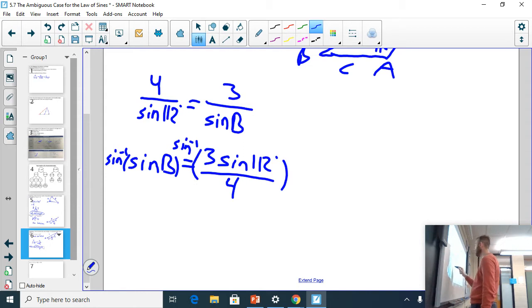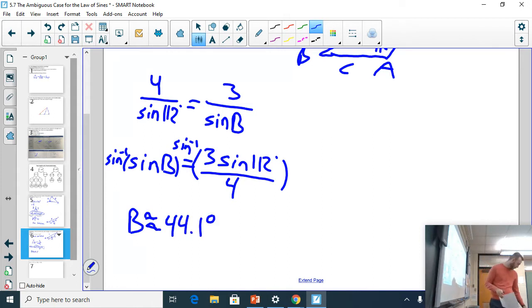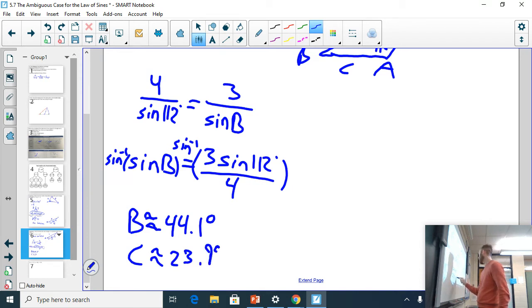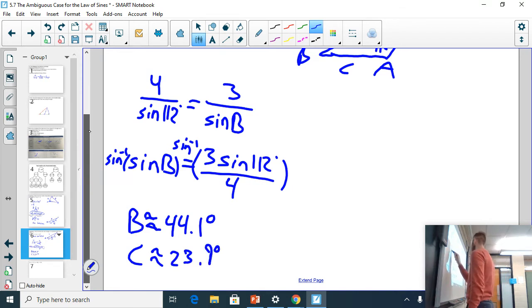And this is something that you just do in your calculator. And once you do that, you'll get that B is about 44.1 degrees. And if B is 44.1, then C is going to be 23.9. And that's just because 180 minus those two.